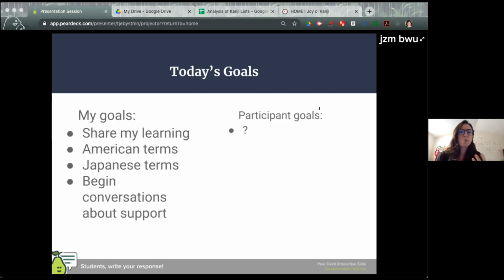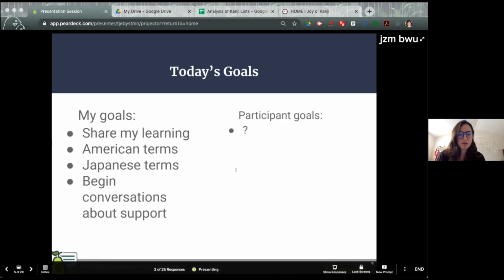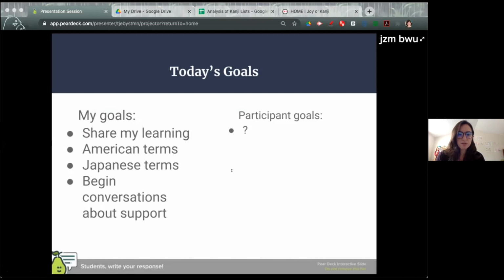All right, so what are your goals for this session? What kind of ideas do you have? You can type your responses in English or Japanese. These will remain anonymous. So far, this is just something that I'm going to see.